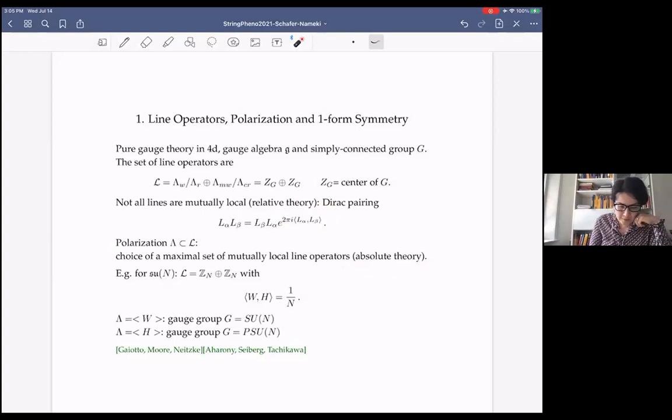So for SU(N), the set of lines is just Z_N plus Z_N, right? The Wilson lines and the 't Hooft lines. And indeed, the Wilson lines and 't Hooft lines have a non-trivial pairing. So a good polarization is, for example, just pick one or the other, right? So W or H. And that's then the global gauge group SU(N) or PSU(N). But there are many other ways you could have picked polarizations. For SU(2), I'll give another example.